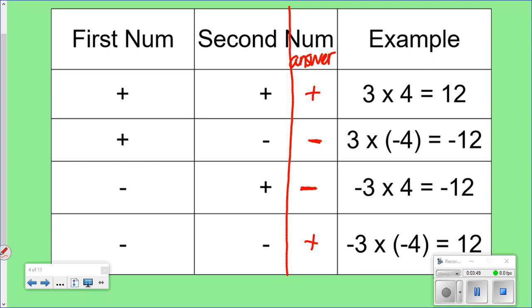And we'll talk about dividing later on. We're just taking one step at a time. Yep, same thing dividing. We'll talk about that Tuesday. The good news is you know how to multiply. It's just knowing what sign to put with the answer.